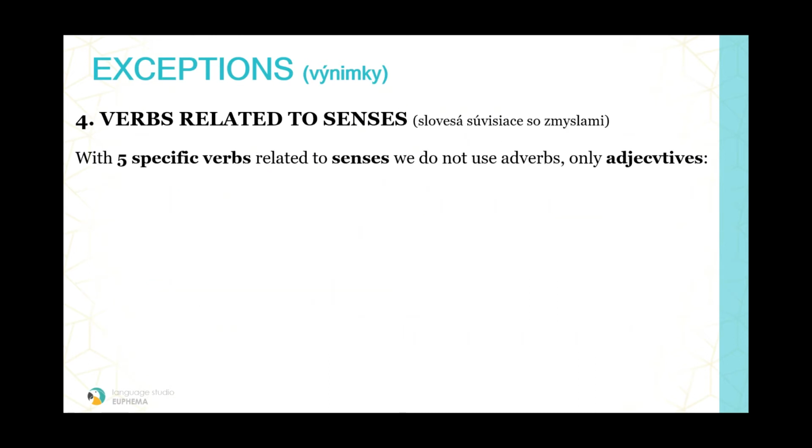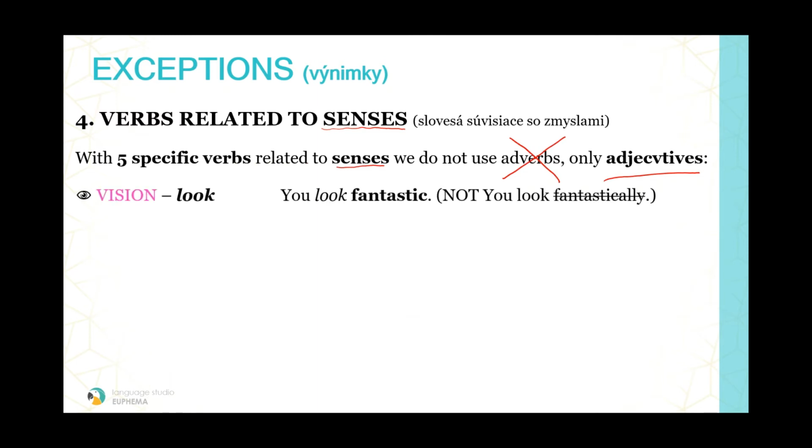The last group of exceptions are verbs related to senses. All humans have 5 senses, generally, and with 5 specific verbs related to senses, we do not use adverbs, only adjectives. Let's see. First sense is vision, and the verb related to vision is look. And with look, we can only use an adjective, not an adverb. For example, you look fantastic, you would say, not fantastically. All right, so you only use an adjective with look.